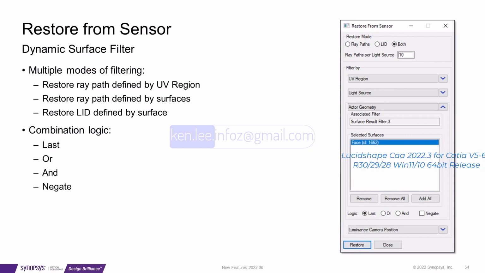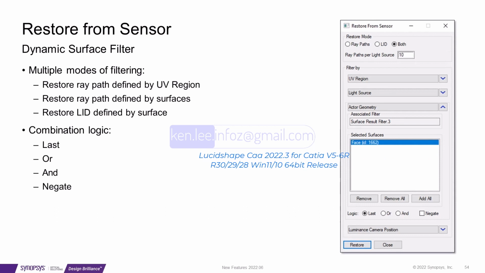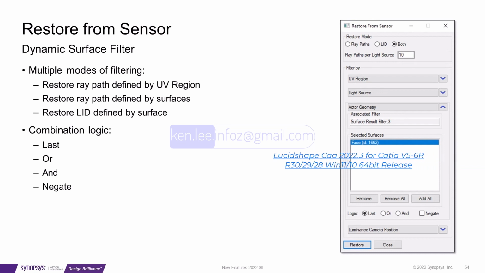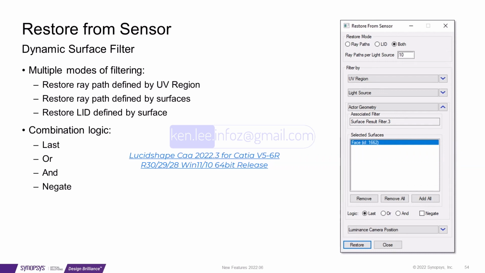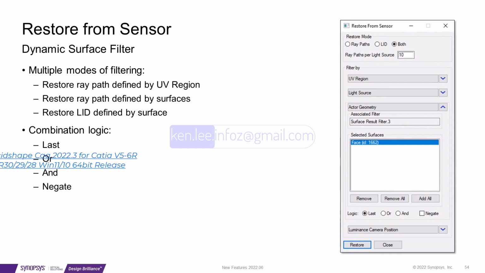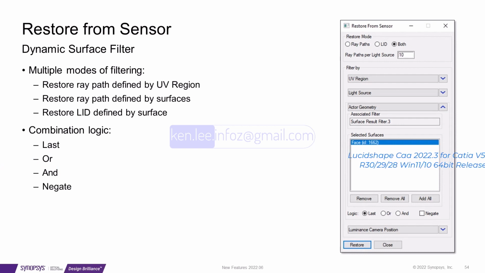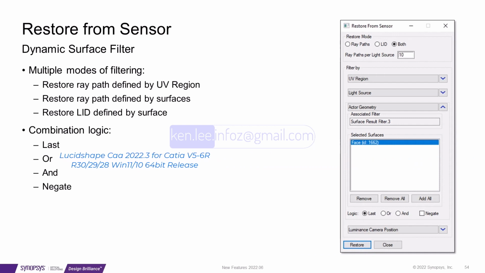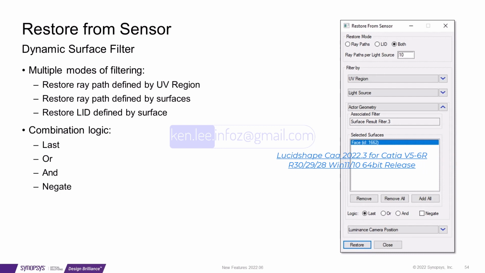The Restore from Sensor dialog offers multiple modes of filtering: restore ray path defined by UV region, restore ray path defined by surfaces, and restore lit defined by surface. When using multiple surfaces, a combination logic can be applied, such as the last surface a ray interacts with, any surface of a selection, all surfaces of a selection, or the negation of that selection.